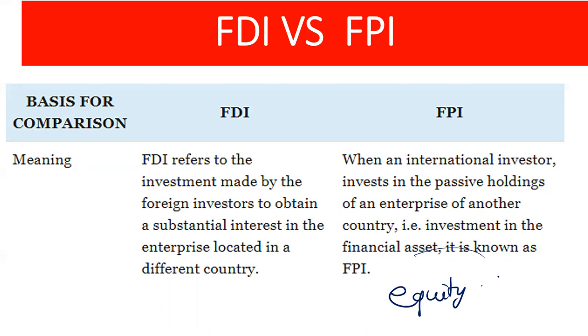Remember that whenever investment is done in physical assets, control is attained. It is about gaining control and access over the resources, and that will be FDI. And whenever it is only about financial assets, that will be FPI, where the investor wants to take part in the equity holdings of that company.